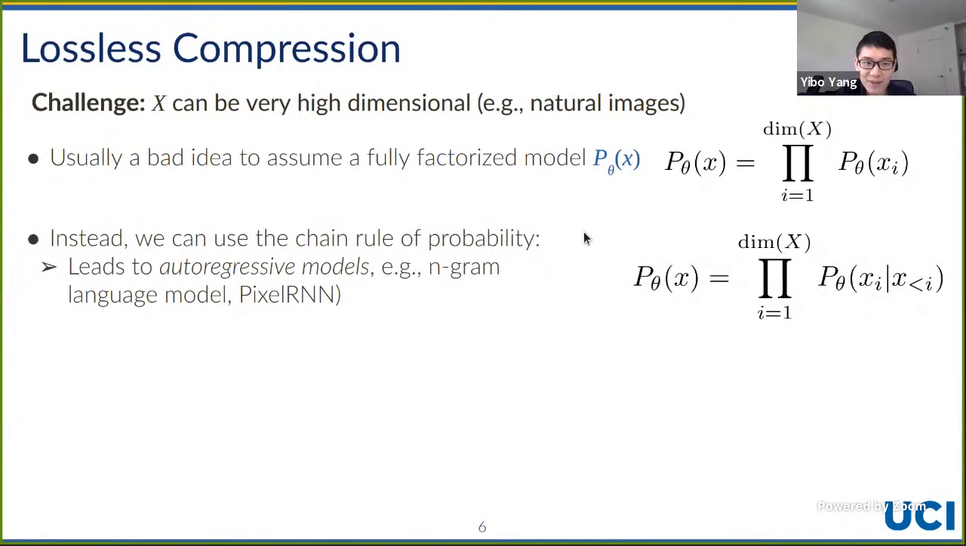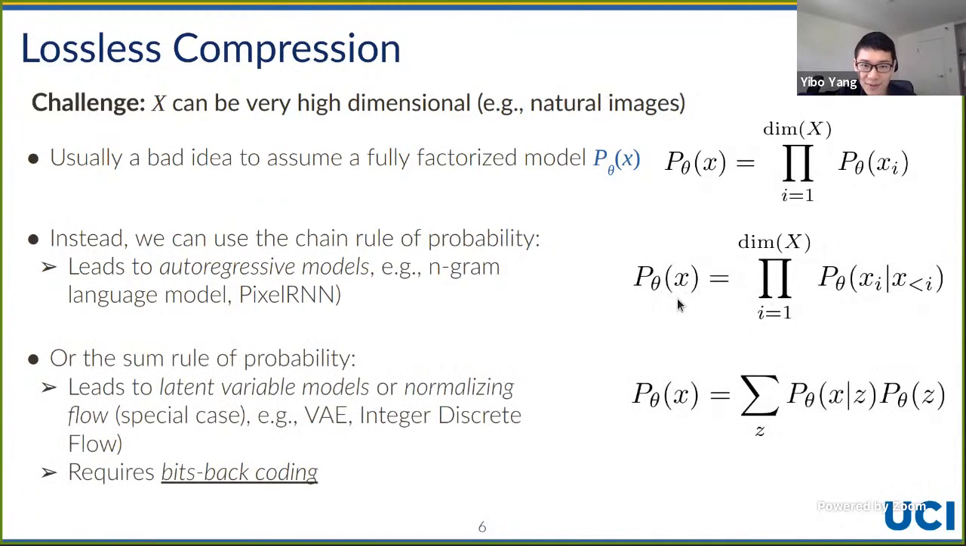So we could use the chain rule of probability and write down our model as a product, but with a conditional dependency here. So each coordinate is conditioned on all the coordinates before it. And this is without loss of generality. And there are models that do this. A familiar example might be the N-gram language model that uses this chain rule to break down a high dimensional estimation problem into just estimating these conditional probabilities. And there's also PixelRNN, PixelCNN for images.